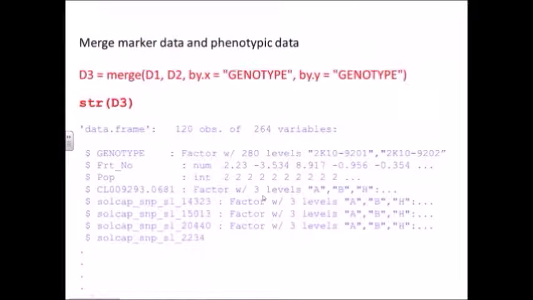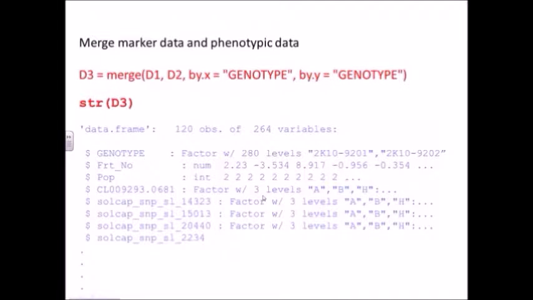I want to merge these two files by genotype, and the command to get me there is listed here. I have 120 observations. That means that two genotypes dropped out because they weren't in the marker file or they weren't in the phenotypic data file, one or the other. I have 264 variables. So I have genotype, fruit number, and population, and I still have 261 markers.